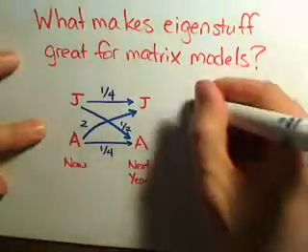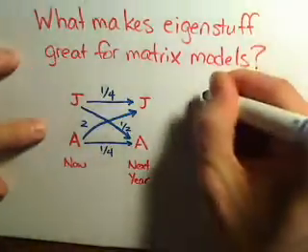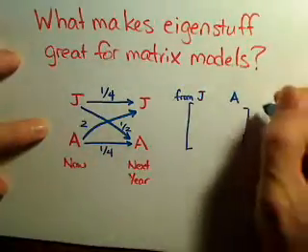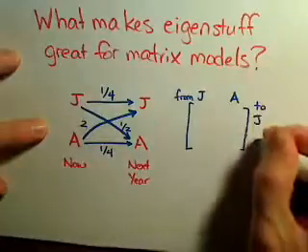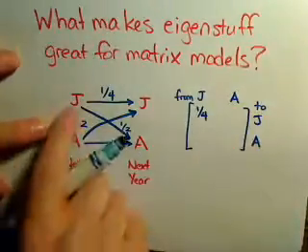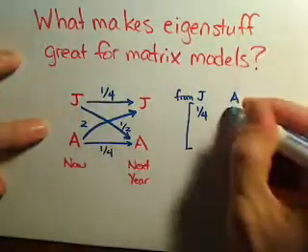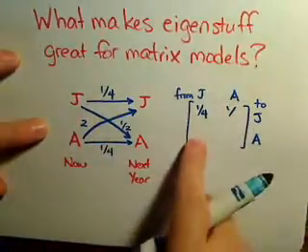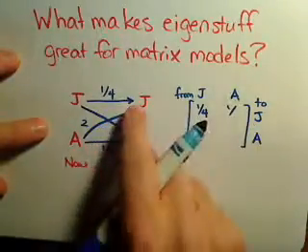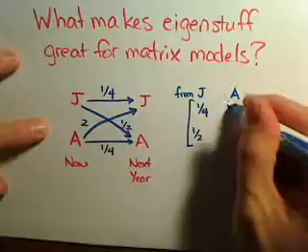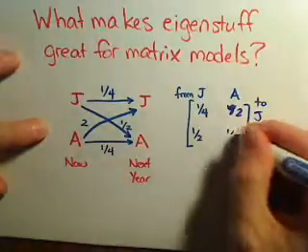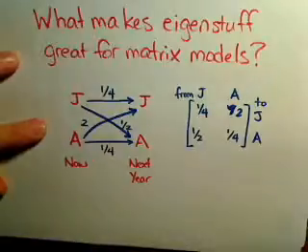This gets encoded as a matrix then. If we think about from juveniles, adults, to juveniles, adults: juvenile to juvenile, 1/4. Juvenile to adult is 1/2. You have to be careful about this. Adult to juvenile is 2, and then adult to adult is 1/4.